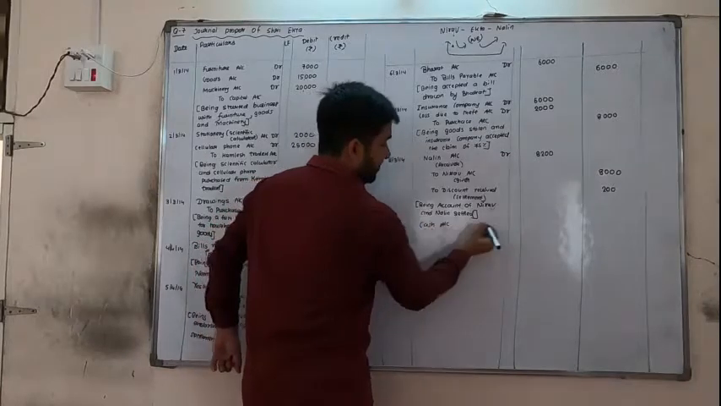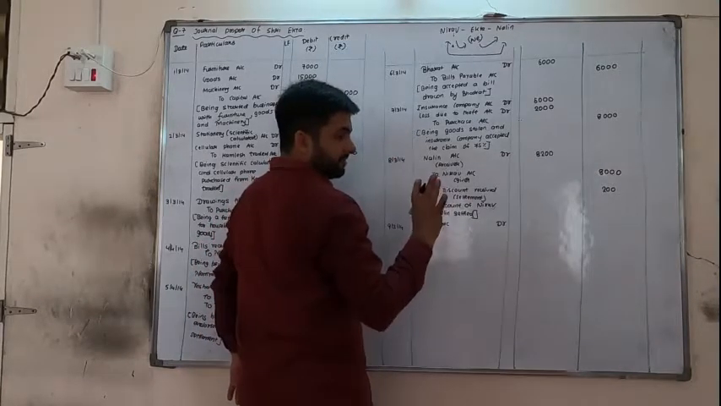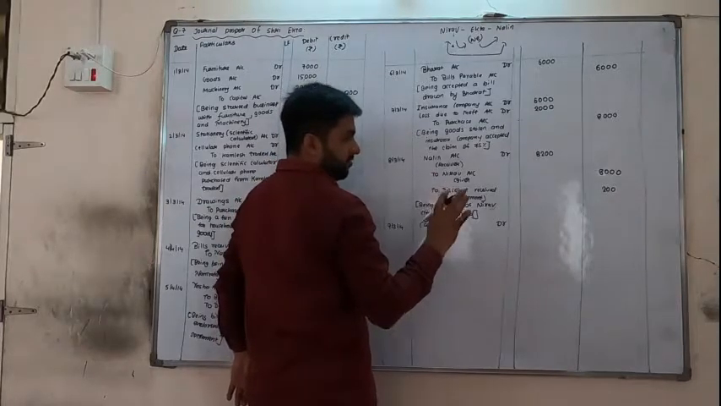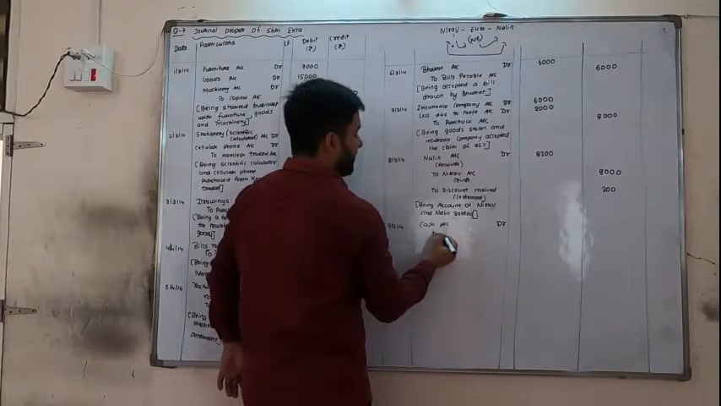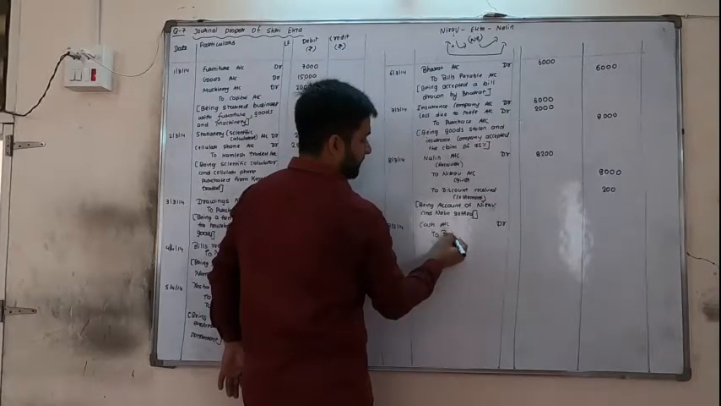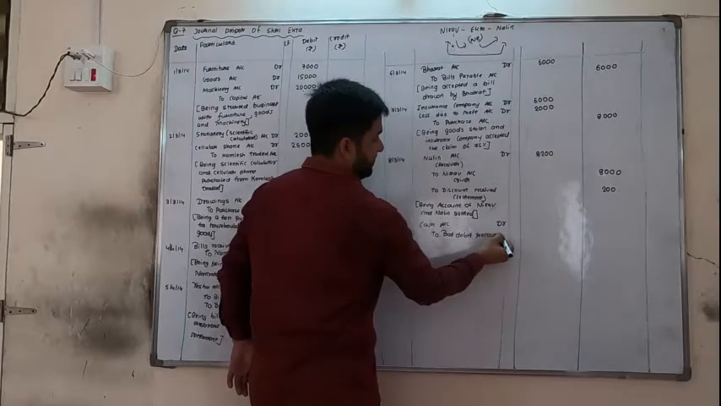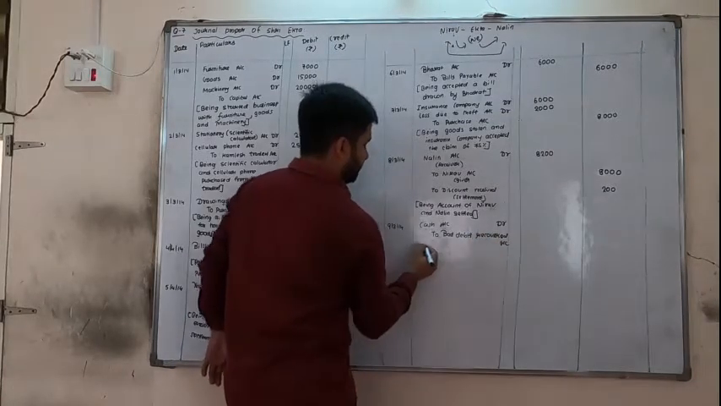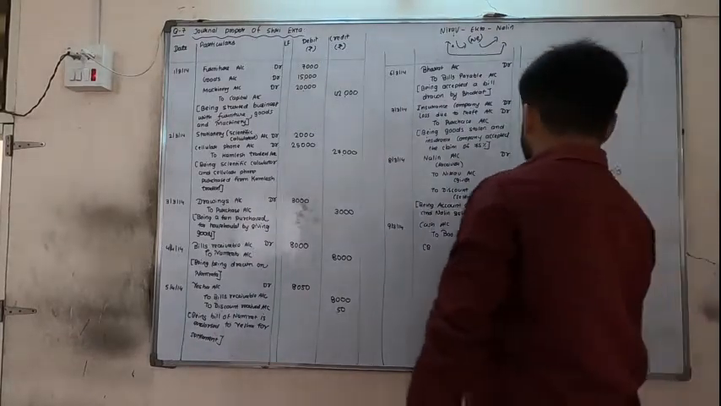So cash account debit. Why are we writing the cash transaction? Because here no note is given that we are maintaining a cash book, so we are writing all the transactions here. Cash account debit to bad debts recovered account. Amount 2,000.